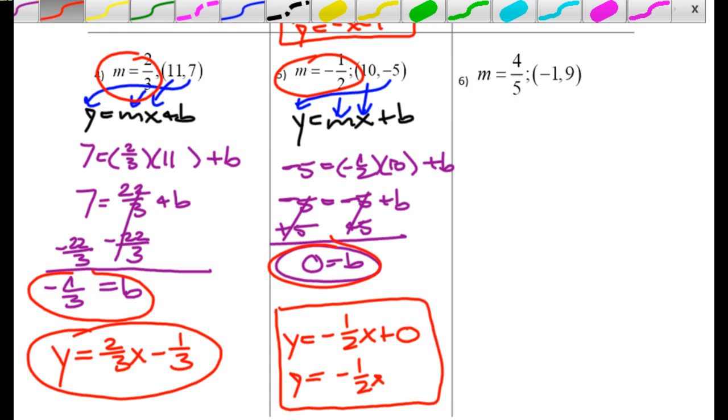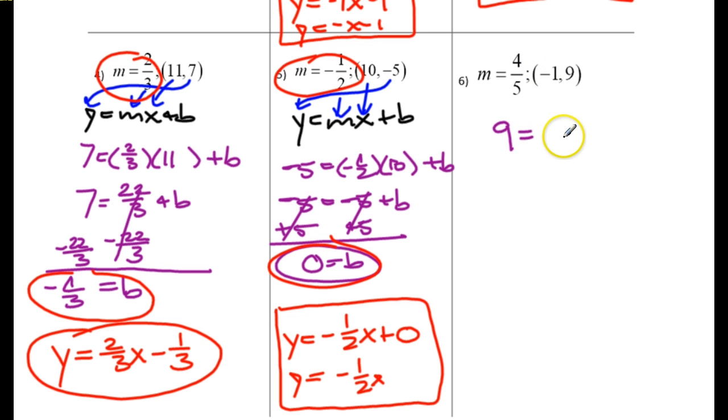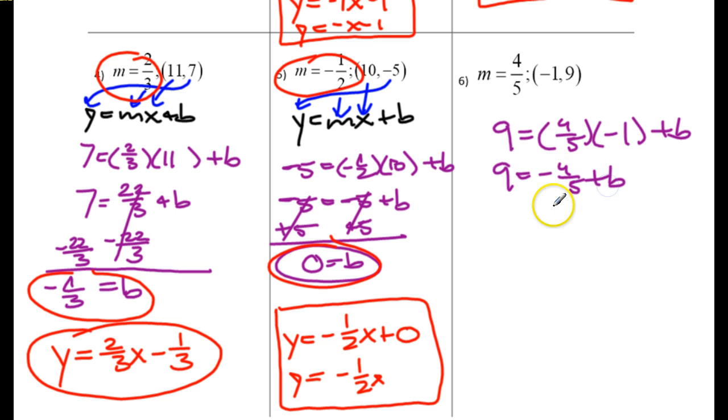Alright, last one here. So, I'm going to do this one kind of quick. Slope is 4/5, goes to the point negative 1, 9. So if I plug in my information, 9 is the y, equals mx plus b. Slope is 4/5, x is negative 1. 4/5 times negative 1 is negative 4/5 plus b. Opposite of negative 4/5 is positive 4/5 or plus 4/5.